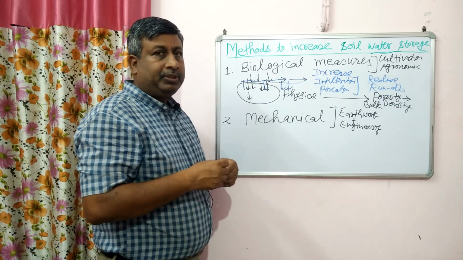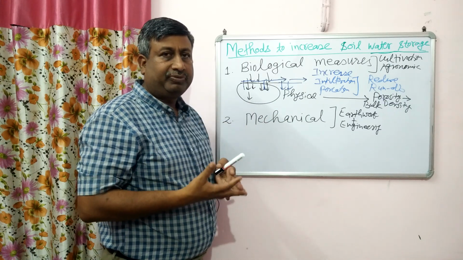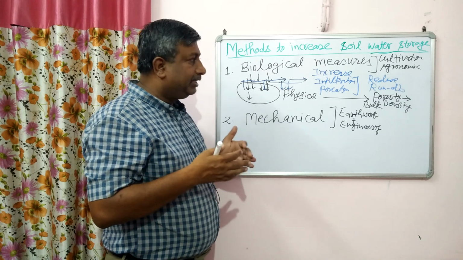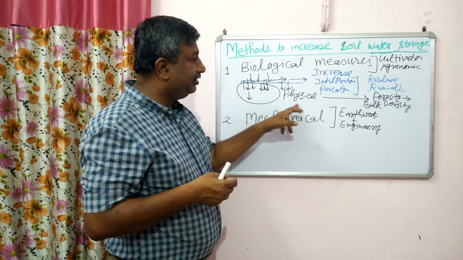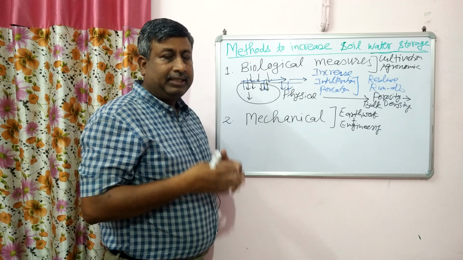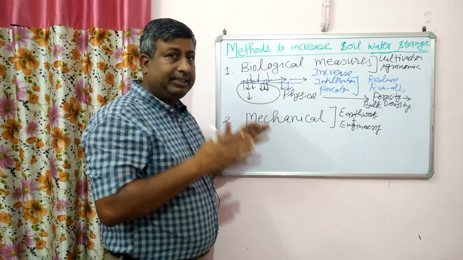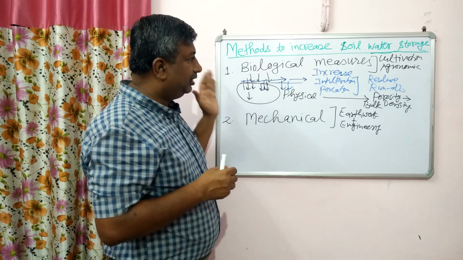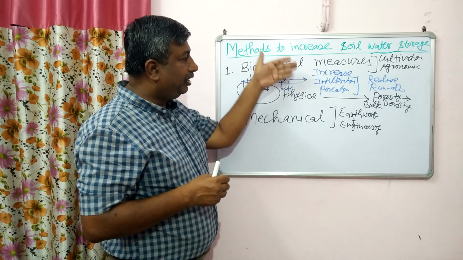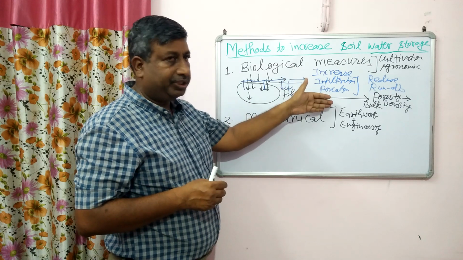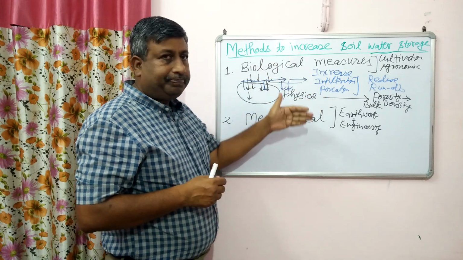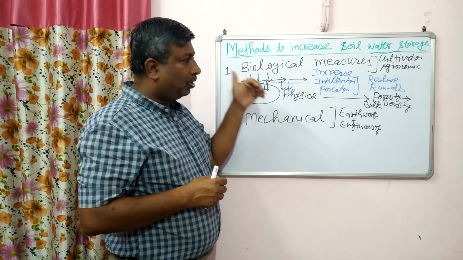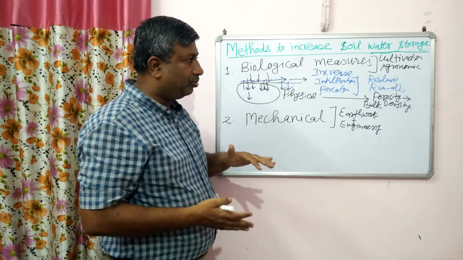If bulk density is low, porosity is high, it means more pore space is available for infiltration as well as percolation. It means we have to increase the porosity of soil. So here the objective is to improve the soil physical property as well as chemical property, but the major one is physical property, particularly related with the bulk density. So these measures are aimed to increase infiltration and percolation so that more amount of rainfall is stored in soil.